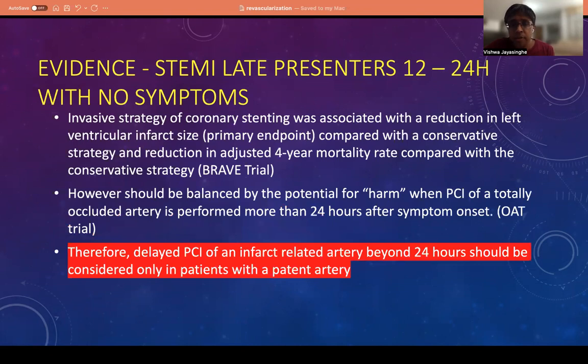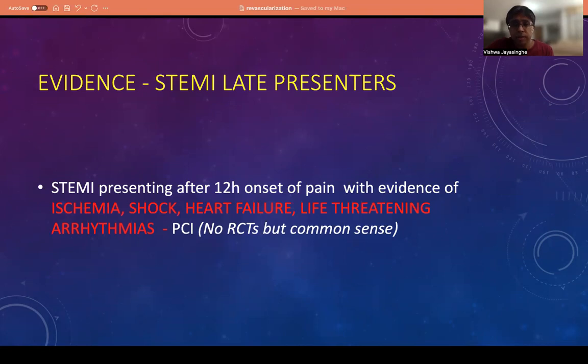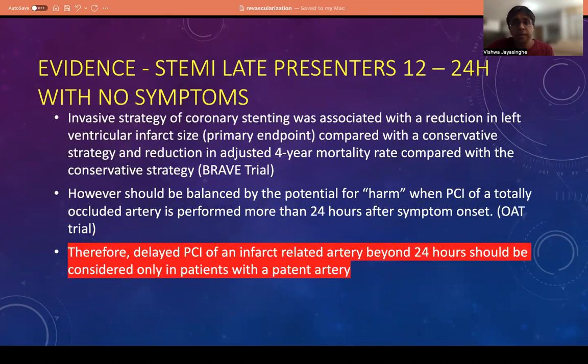What about STEMI late presenters who come within 12 to 24 hours without any evidence of shock, arrhythmia, heart failure or ischemia? In these patients who come within 24 hours, an invasive strategy has been shown to reduce the left ventricular infarction size compared to a conservative strategy. It has also been shown to reduce the 4-year mortality rate compared to the conservative strategy in the BRAVE trial. Hence the recommendation, there's a 2A recommendation.